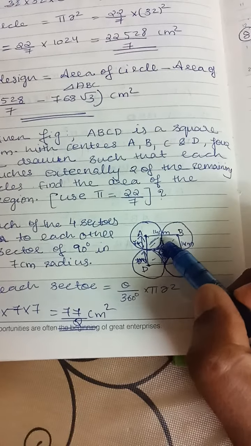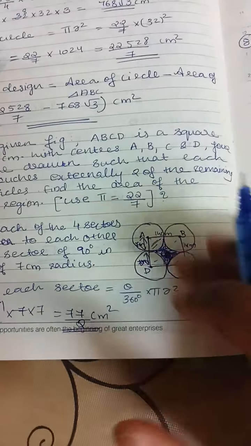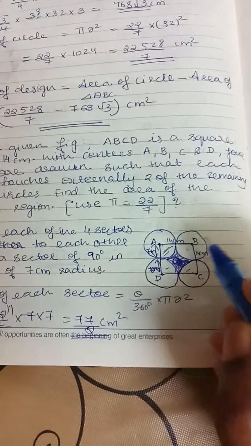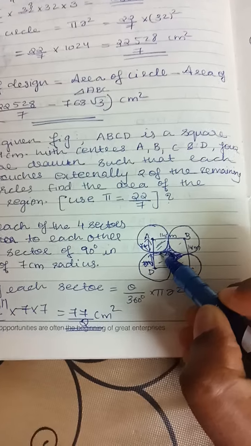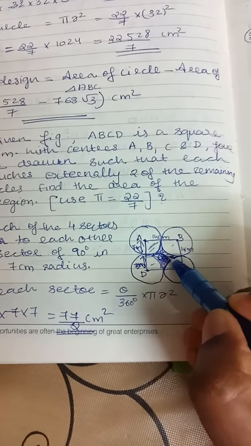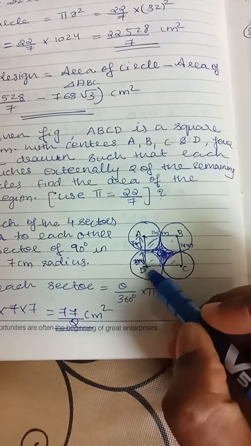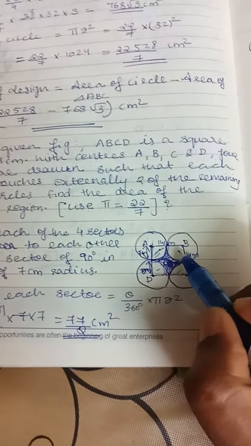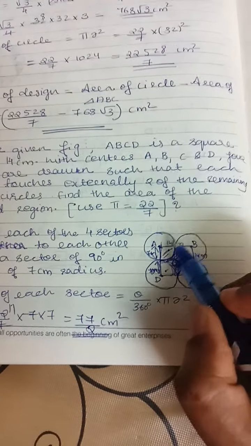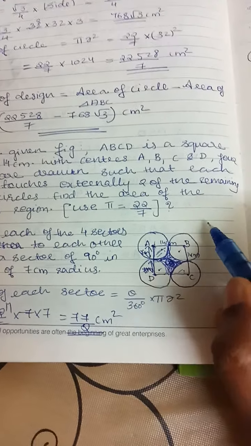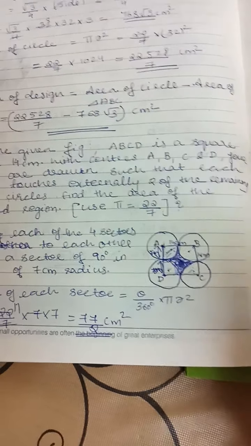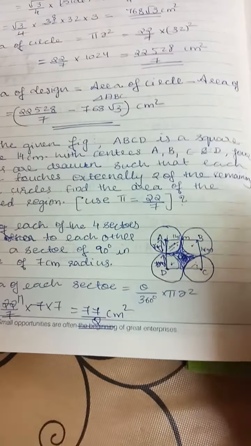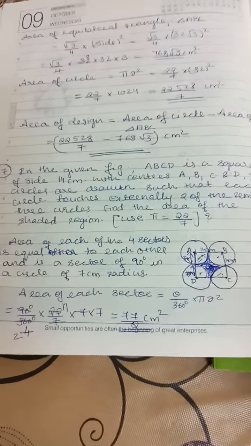All the circles have the same value, correct? So you should calculate the area of each sector. You can calculate only one sector area, because this area is equal to this one, this one, this one. So you should multiply one area by 4. So you will get the 4 portions' area. So the area of the square minus this 4 portions' area gives the shaded portion area. That is the method.